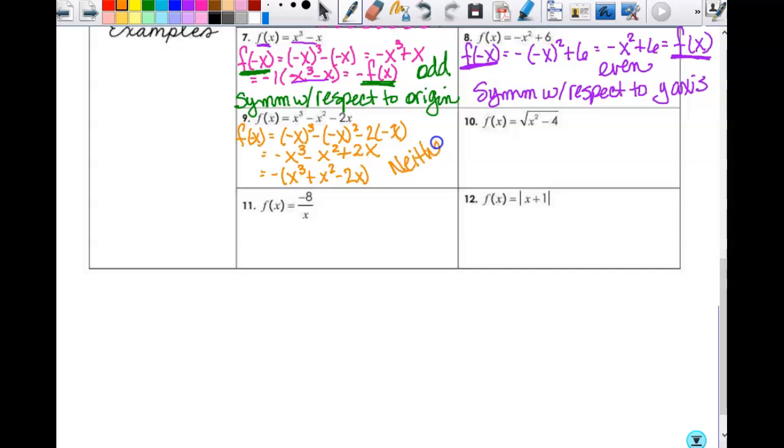It's still a function, but not every function is either even or odd, right? That's just a classification that we have. It doesn't have to be one of the two. Okay, we good? All right, y'all do number 10.